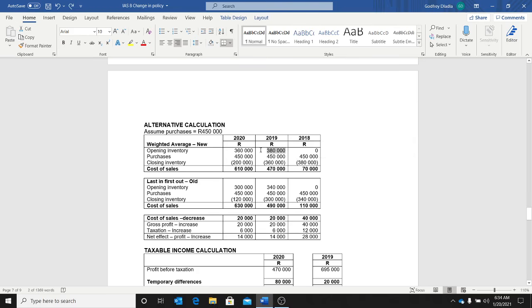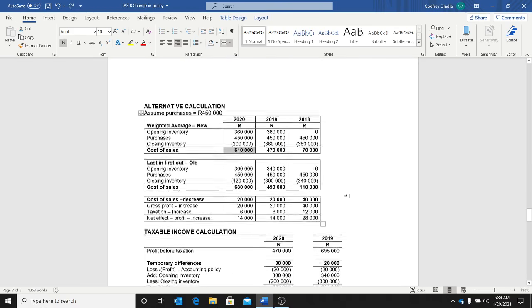You'll see the sign changes when it moves from closing to opening. It changes the sign because that's how it's supposed to be. Then plus 450 minus 360, it gives us the cost of sales of 470. The closing here becomes opening here, plus purchases of 450 minus 200. It gave us the cost of sales of 610.